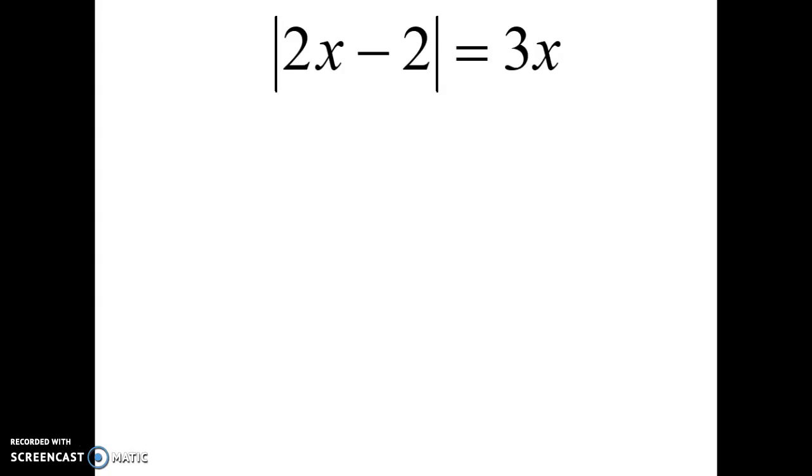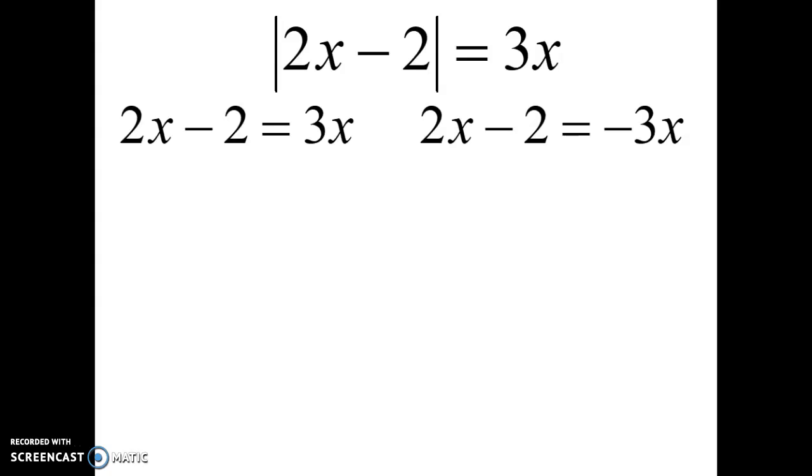So again, you're going to take your absolute value equation, and again, the absolute value brackets are by themselves, so we're ready to make our two separate equations. We have 2x minus 2 equals 3x, and then 2x minus 2 equals negative 3x. You're going to just change the sign on the term to become a negative versus the positive that it started out as.